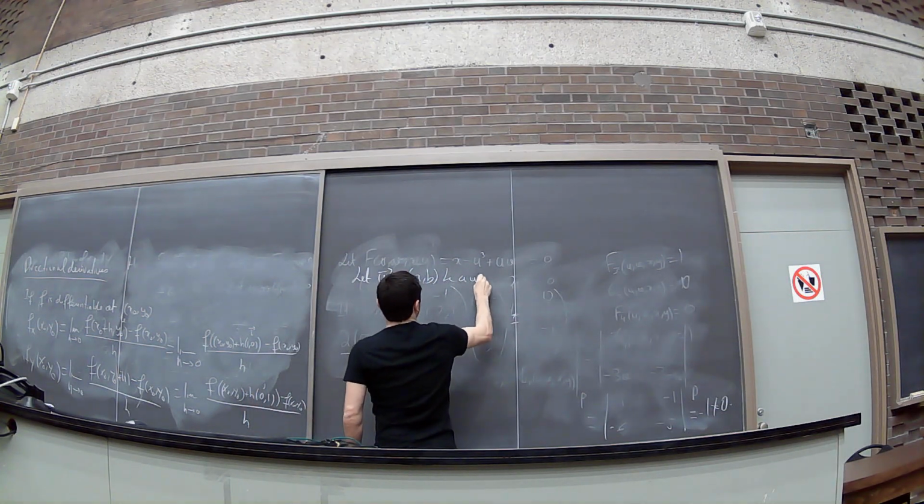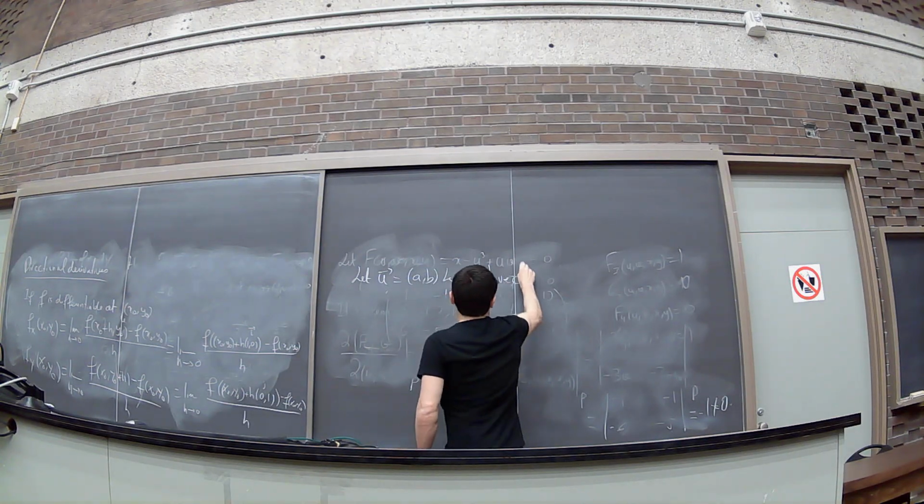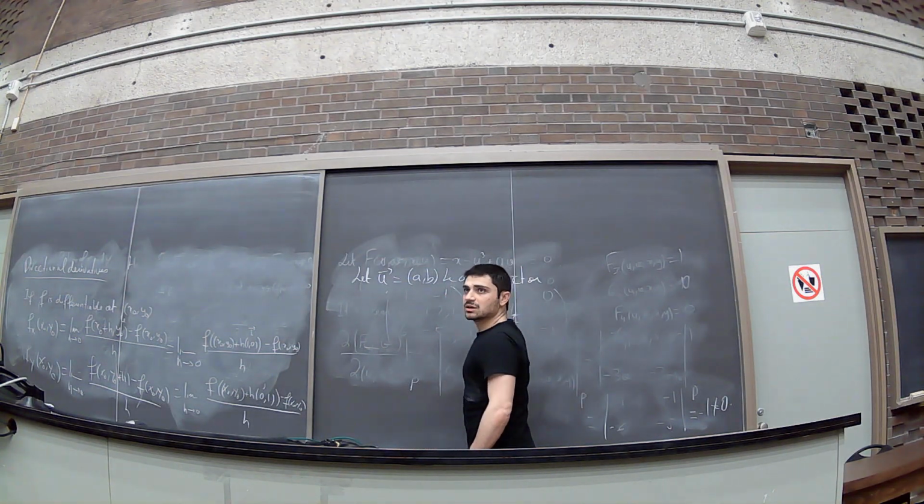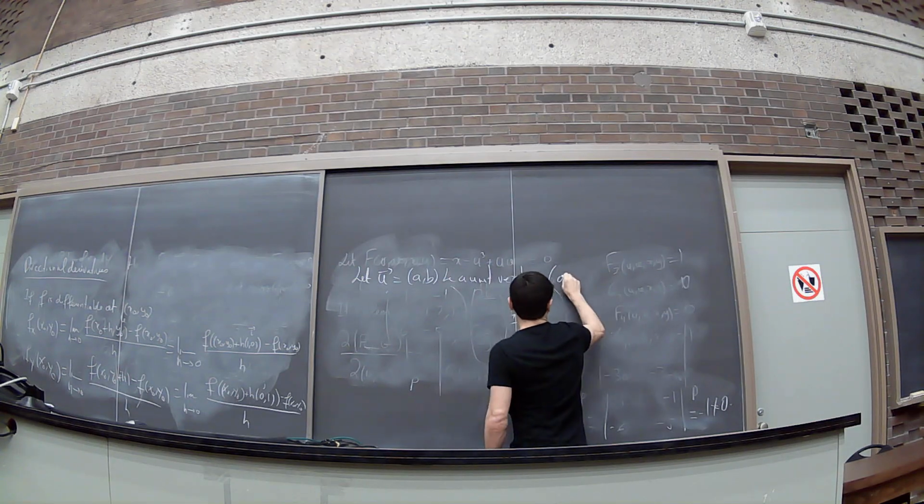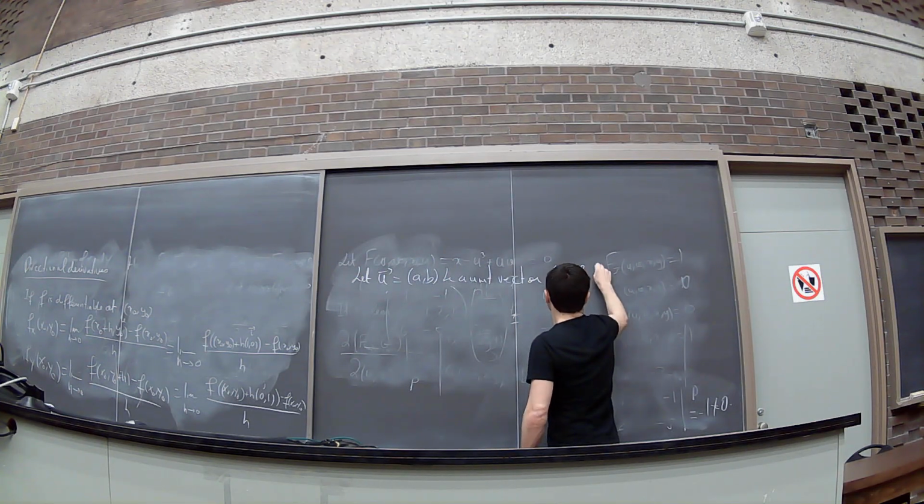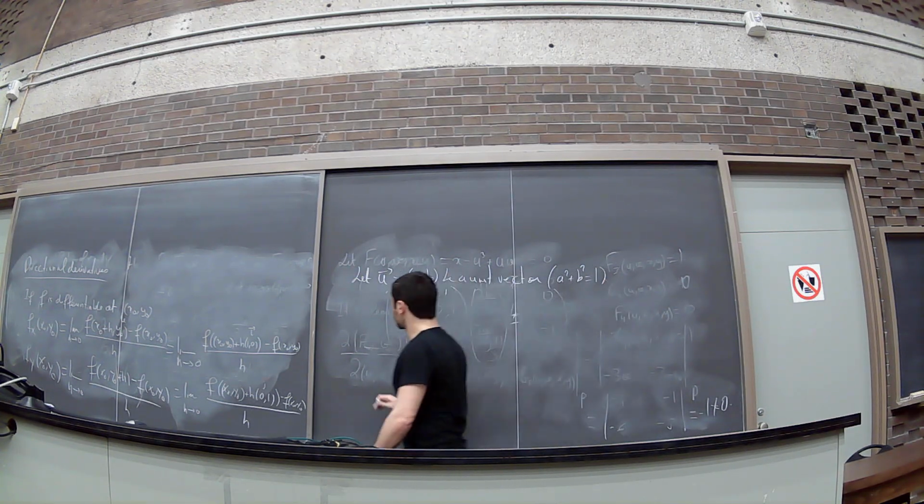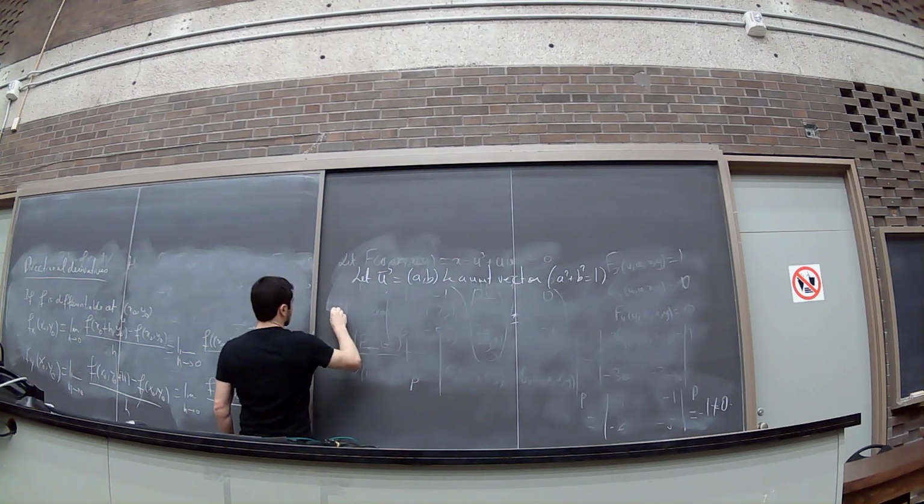What is a unit vector, everybody? Unit vector, what does it mean? It means that a squared plus b squared is equal to 1. Let's see how to do that.